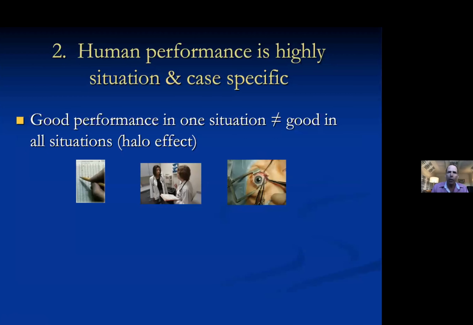So the second principle is that human performance is highly situation and case specific. What that means is that just because a student may be very smart and do very well on a test, a multiple choice question test, for instance, that doesn't necessarily mean they can talk to a patient or do a procedure. And so there's something called the halo effect, where a student's very smart, they do great on their exams, but they can't do the other things they need to do. But you assume because they're so smart, they must be great at everything.